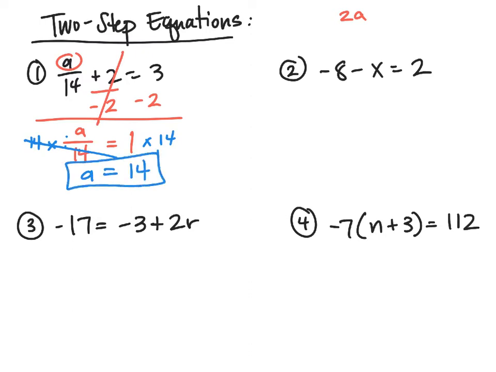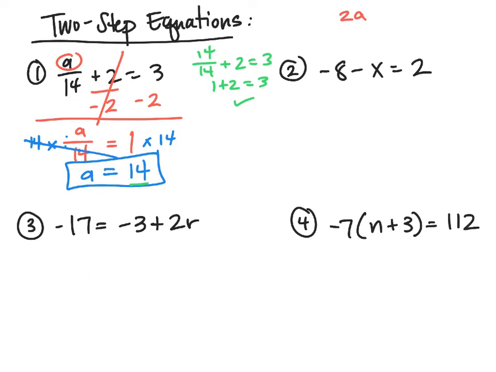Now, on equations, you can always check your work. I'm not going to write it all out, but if you were to check your work, you could put 14, and you don't have to do this, but it's an easy way to know if you're doing it correctly. If you put 14 in for a, 14 divided by 14 is 1, and 1 plus 2 is 3. So a very easy way to check to see if you're correct.